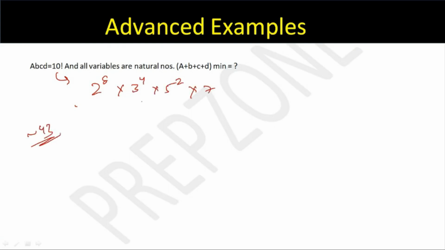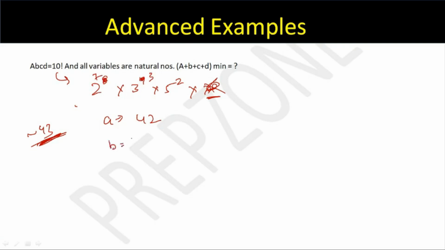Can anyone tell me what is the nearest value to 43 for any variable here? You have 7 here. The nearest value to 43 is 42, 7 into 6, which means you have already consumed 7. So now you can't use 7 for any other variable. 7 into 6 is this, so you have already consumed 1 power of 3 and 1 power of 2. So this is already done.